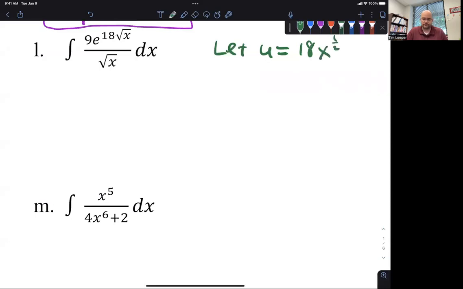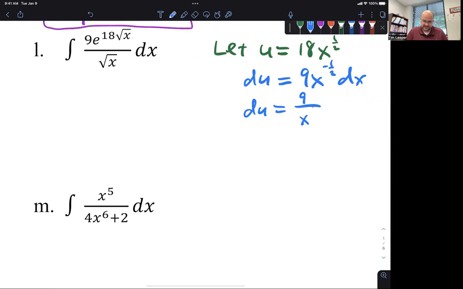So what that's telling me is that du here is equal to, well, 18 times a half is 9, and then x to the negative 1/2 power dx. So 9x to the negative 1/2 dx. Good. Now notice that I can actually rewrite this as 9 over, technically the square root of x if you want, but I'm going to leave it as x to the positive 1/2 dx.